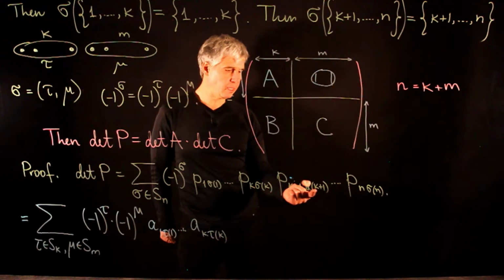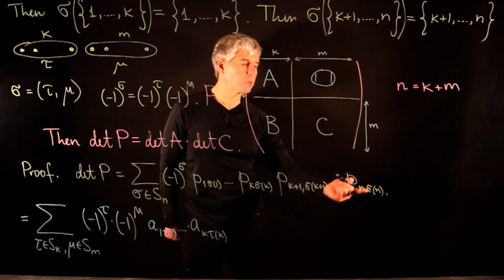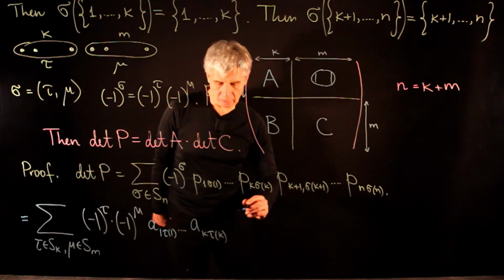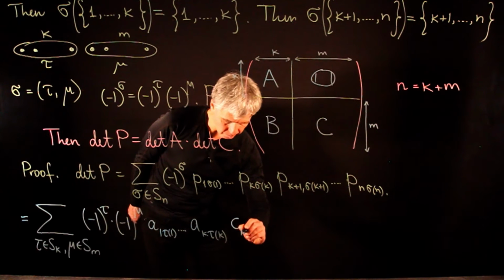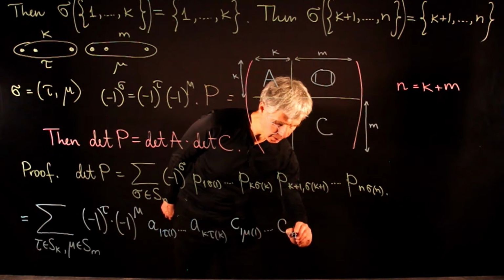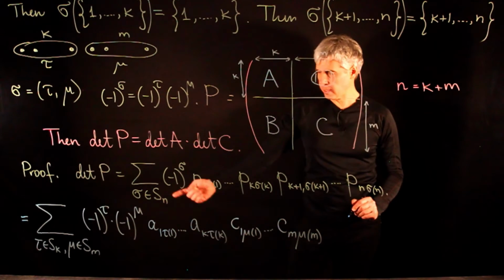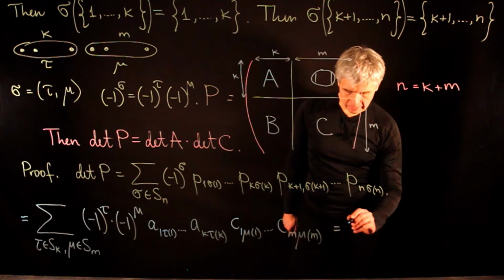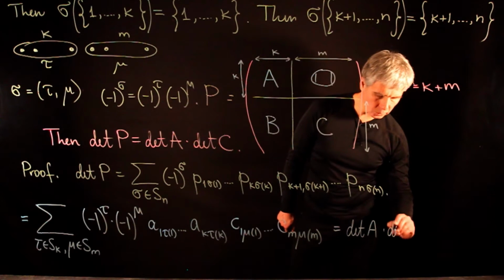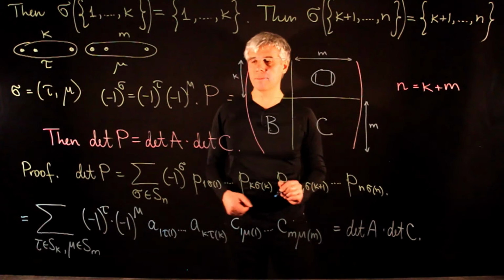And when the index is greater than k, then the values of sigma are also greater than k. So all these entries will be taken from block C. Here we will have C_{1,mu(1)} ... C_{m,mu(m)}. And we can see now that this factors as the determinant of the matrix A times the determinant of the block C. And this proves our theorem.